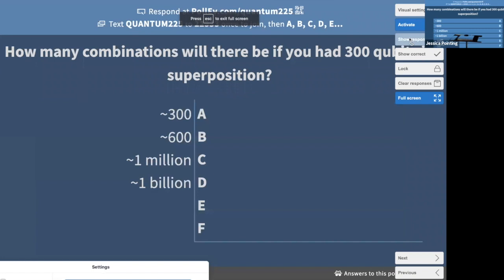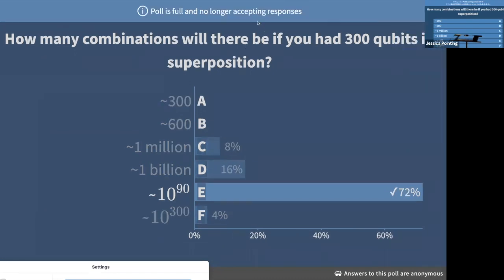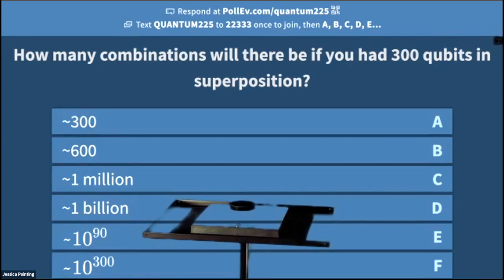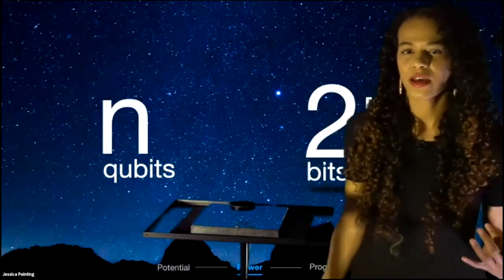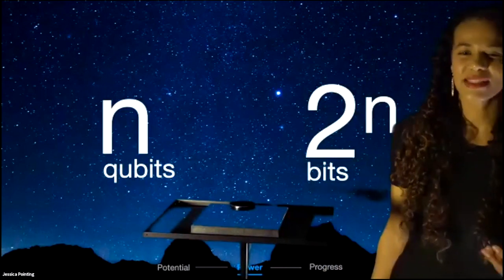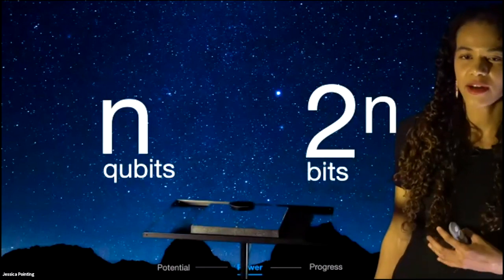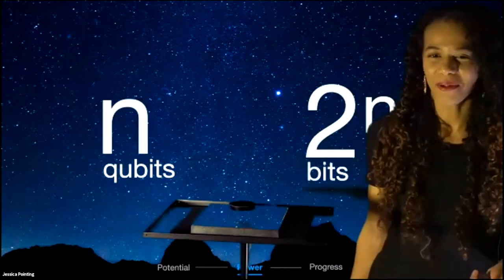All right, let's take a look at what you guys think. 10 to the power of 90, a million, a billion. Okay, great, so there's some variance, but most of you are correct. The answer is 10 to the power of 90. Let's go back. The reason why is because anytime you have n qubits, you can represent 2 to the power of n combinations or bits. In this case, we had 300 qubits, that would be 2 to the power of 300, which is roughly 10 to the power of 90. So as you can see, superposition is very powerful.